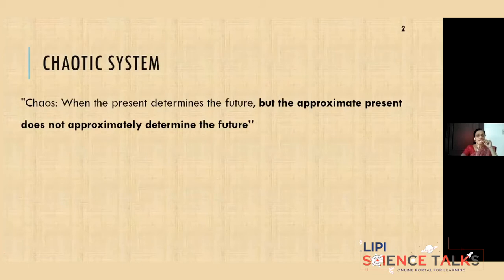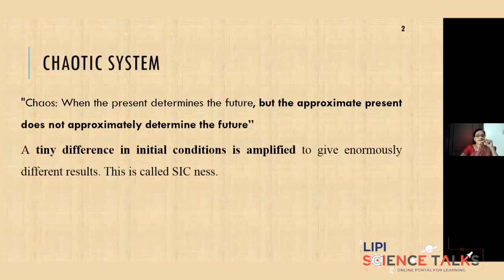If we have the present parameters of a system, you can determine the future. But if there is an approximation, or if some minute data is left out, you cannot determine the future. That means the future becomes unpredictable, even though it is deterministic. A tiny difference in initial conditions is amplified to give enormously different results. You can call this SICK, that is, sensitivity to initial conditions.